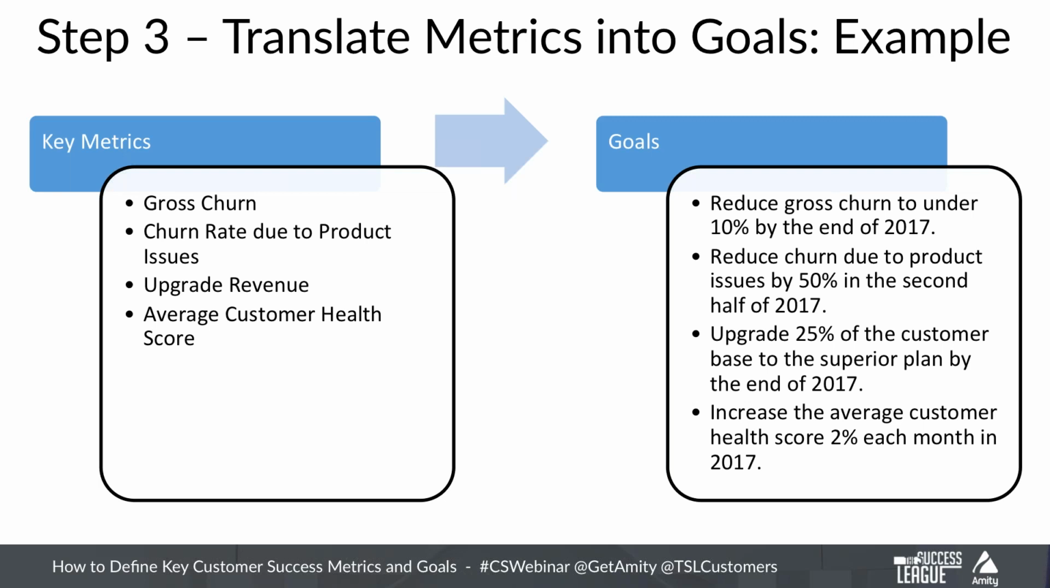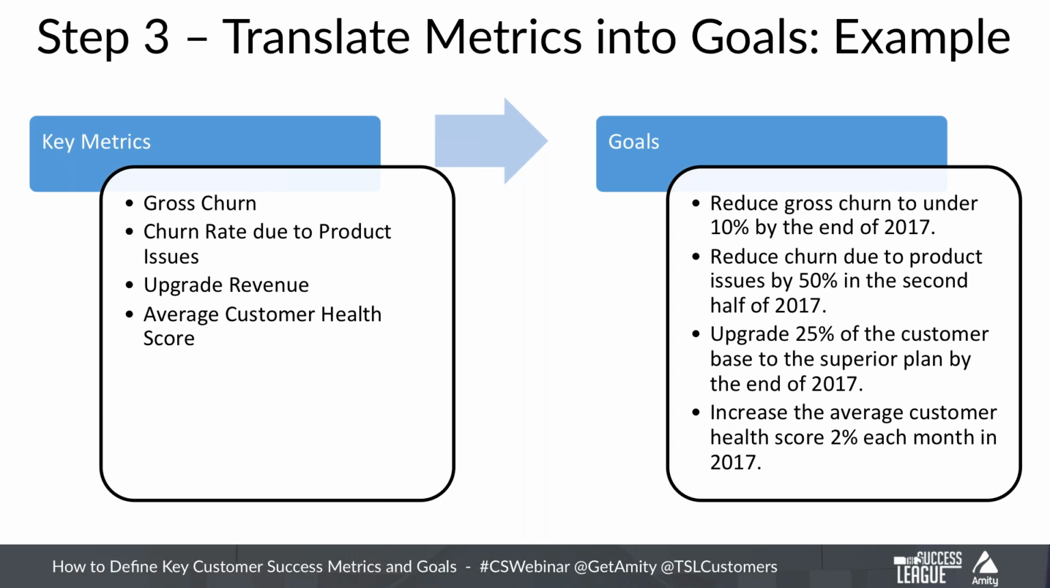So let's say gross churn is one of your key metrics. Your goal could be you want to reduce gross churn to under 10% by the end of 2017. Let's say churn rate due to product issues has been a problem for you in the past. So you want to measure that, and you want to look at how you improve in that area over the year.